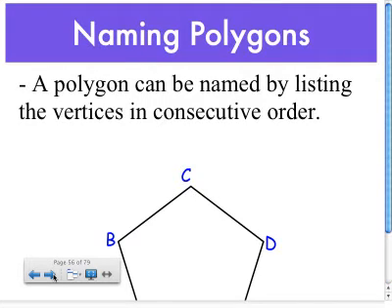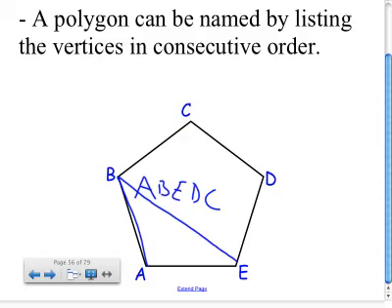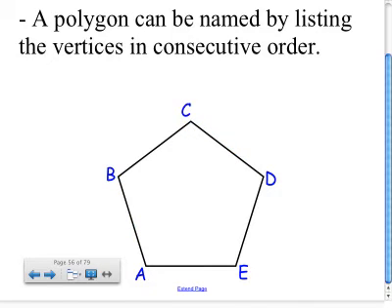Naming polygons: you name it by listing the vertices in consecutive order. So we would call this polygon ABCDE. You don't have to go in that order; you could say EDCBA. It doesn't matter. The point is you would never call this polygon ABEDC, because that would say to start at A, go to B, then to E, then to D, then to C, and then back to A, and clearly that would not be this polygon. So make sure you put your points in consecutive order.